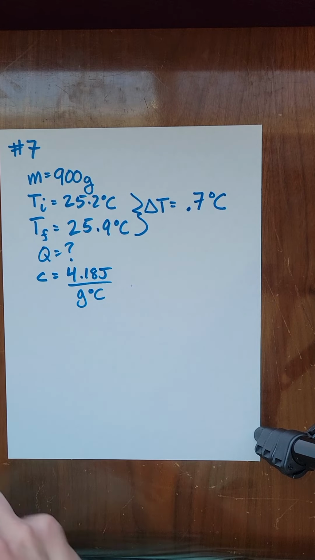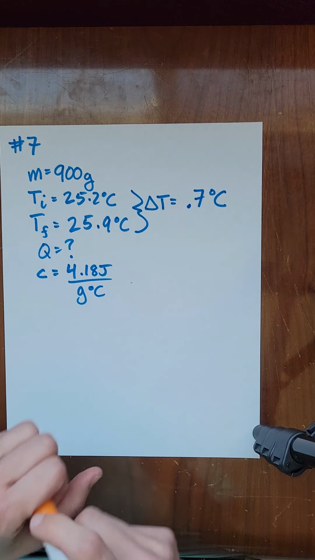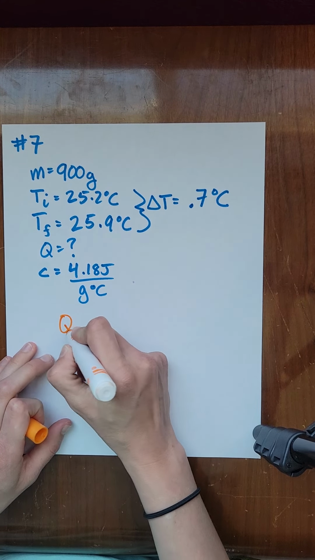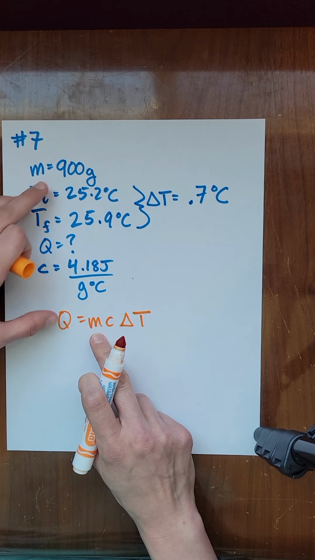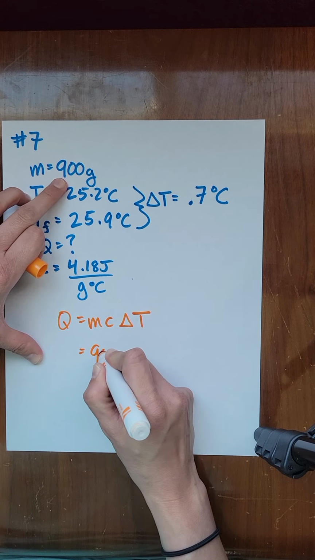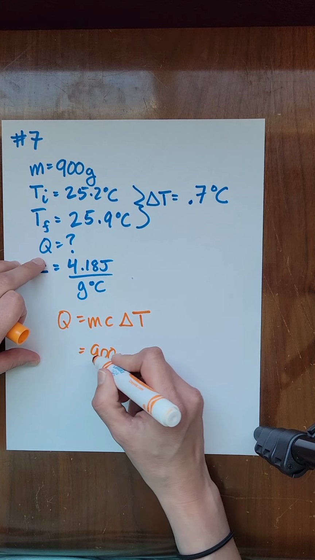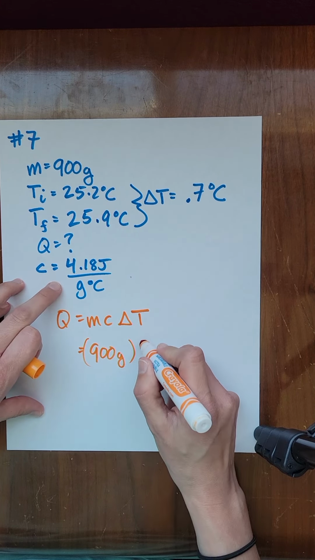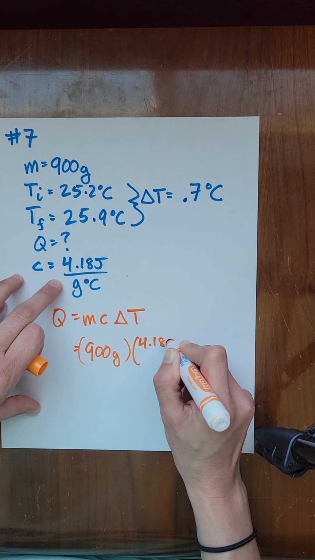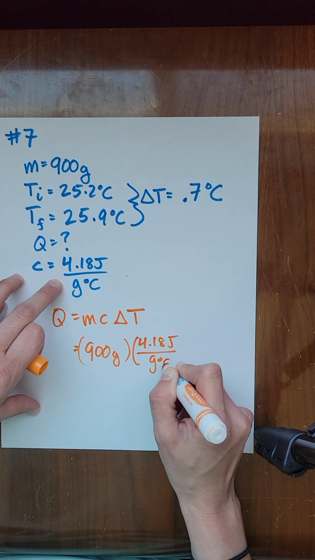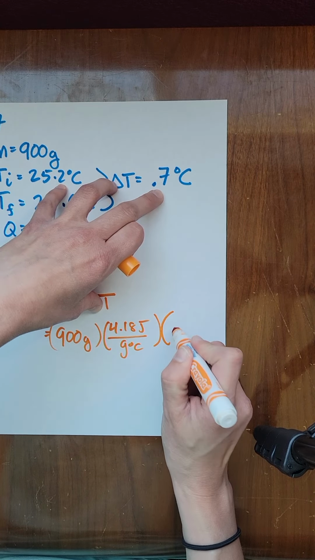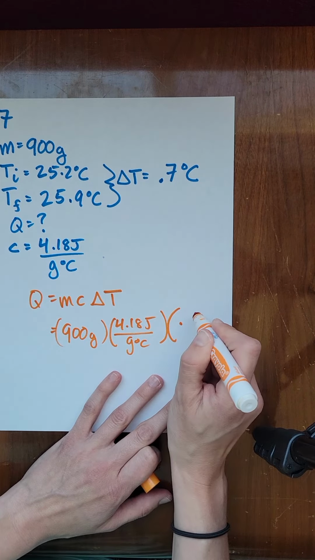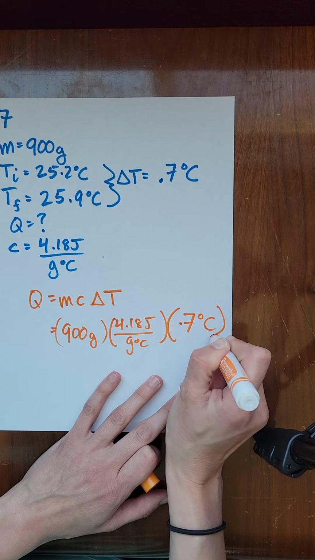If we are looking at doing this problem, looking at what we have here, this is Q equals mc delta T, where m is the mass of the water, 900 grams. C is your specific heat of water, 4.18 joules per gram degrees Celsius. And delta T is your temperature change of 0.7 degrees Celsius.